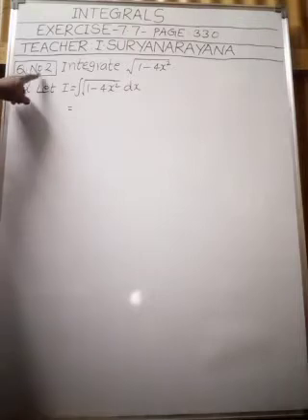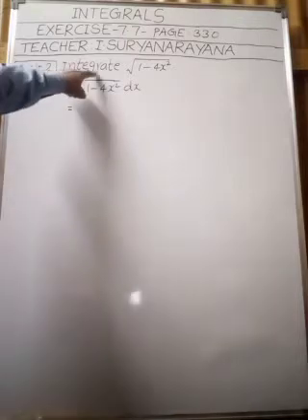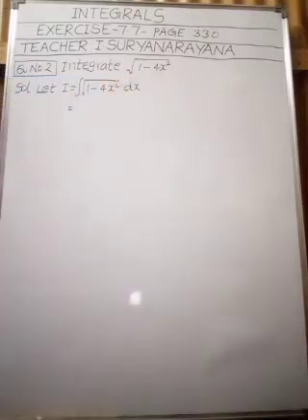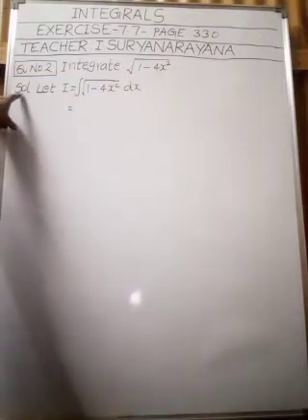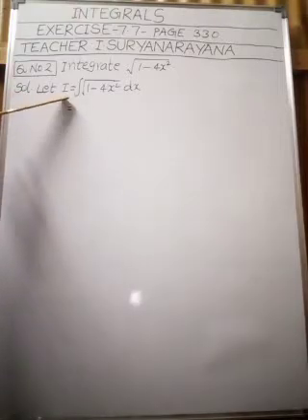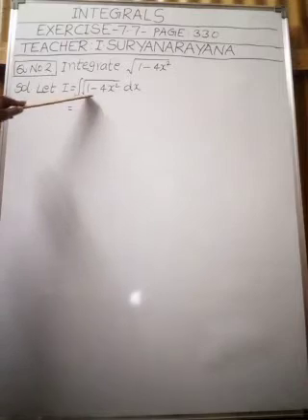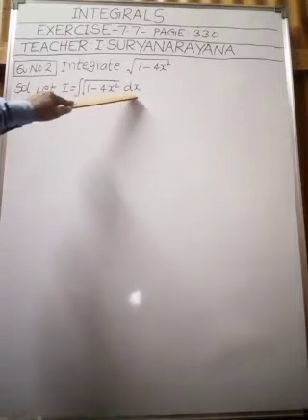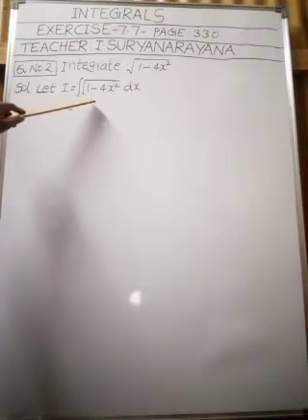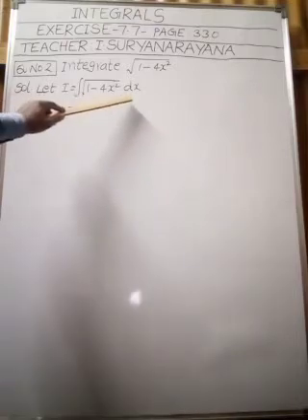Now come to the next question, question number 2. Integrate square root of 1 minus 4x square. Okay, my children, understood this question? Right. Come to the solution part. Let us assume that capital I is equal to integral square root of 1 minus 4x square dx. This is the first step. Okay, my children, understood this first step?